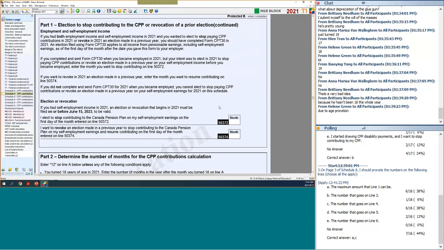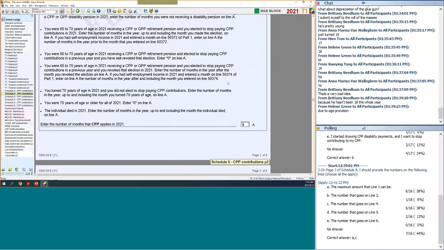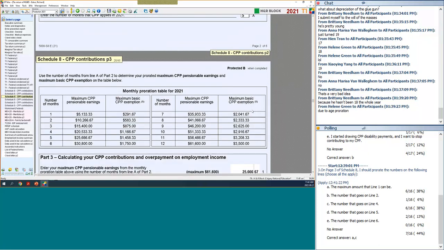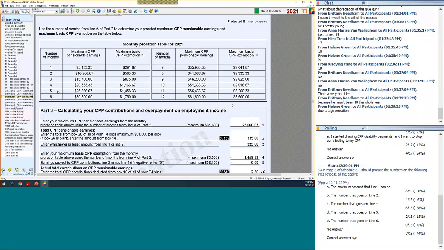Okay, Schedule 8, the first thing you need to complete is Part 1. In this case, is not relevant. He can't make an election, so we don't have to worry about that. But I do need a box A in Part 2, which in his case, because of his birthday, is 5 months. So hopefully you all got 5. I will now be prorating. So when I'm prorating, I'm going to look at my proration table, and I'm going to say line 1, maximum pensionable earnings should be 25,666.